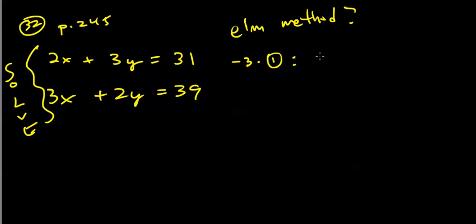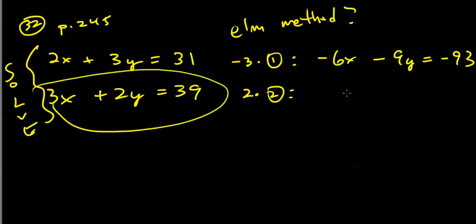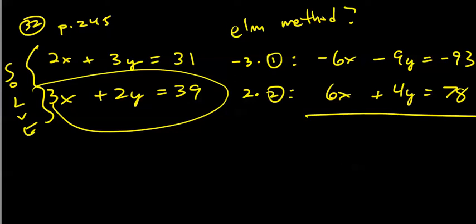I will then get minus 6x minus 9y equals minus 93. Okay? Alright, what I'm going to go for here is elimination of the x variable. If I then multiply the bottom equation by 2, 2 times 3x gives me positive 6x plus 4y equals 78. And I think with that double surgery, we can then easily see the x variables are going to eliminate when I add these two equations.